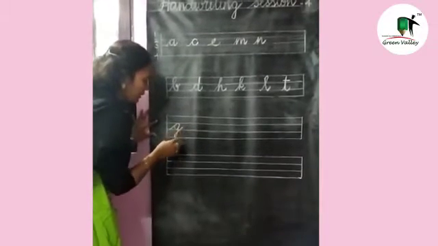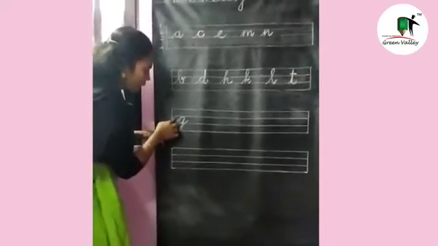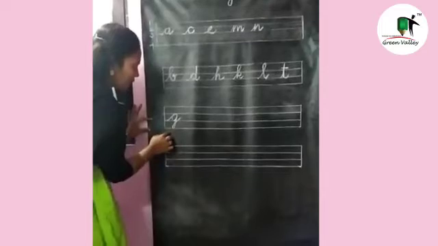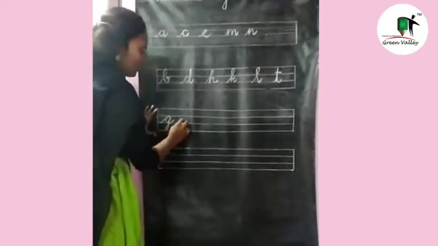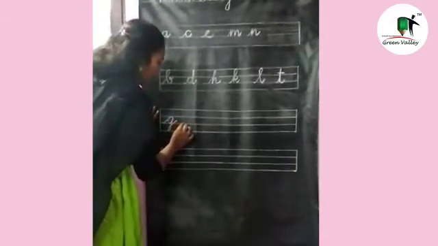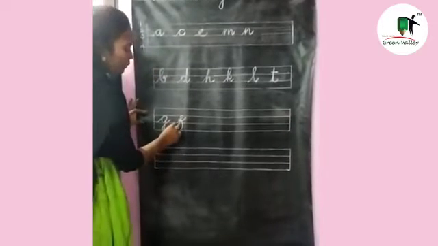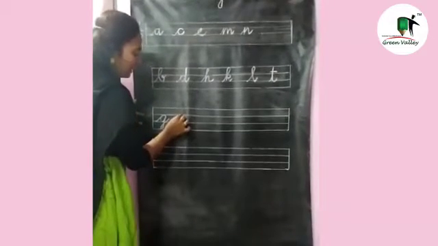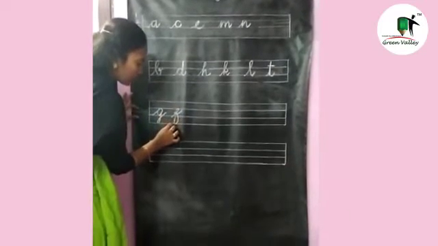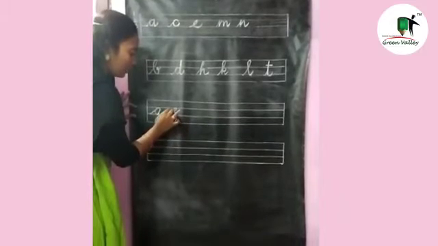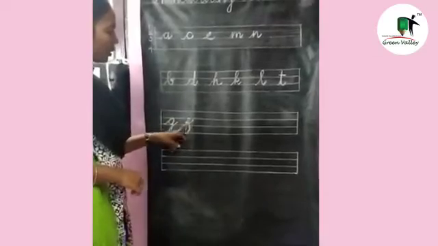See, the letter G that touches the 3 lines: waistline, baseline, descender line. So this letter touches the 3 lines. Then after G, the letter F. See, I have used the slanting line here and a clockwise loop here, then downward slant, again over curve, again clockwise loop, again an over curve. I have used all the strokes here.